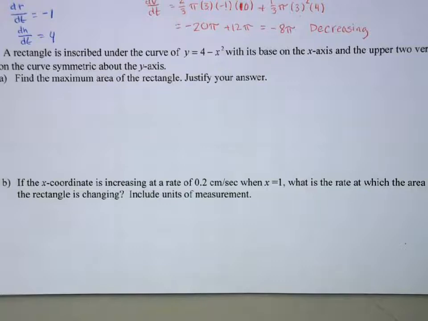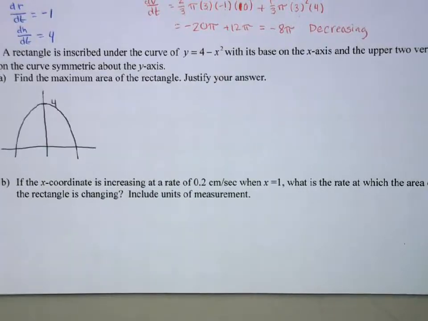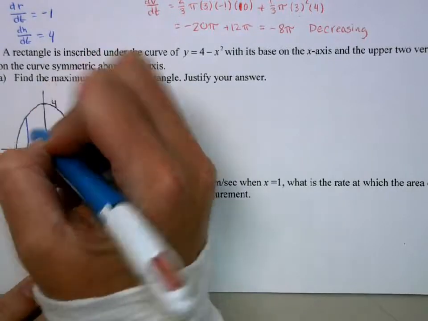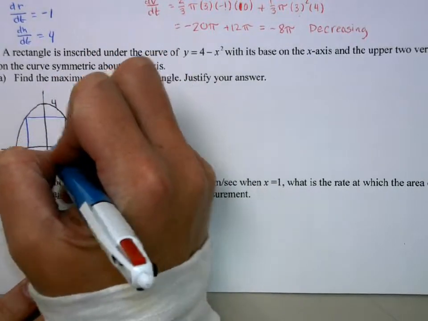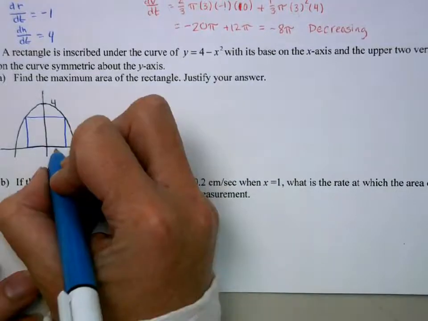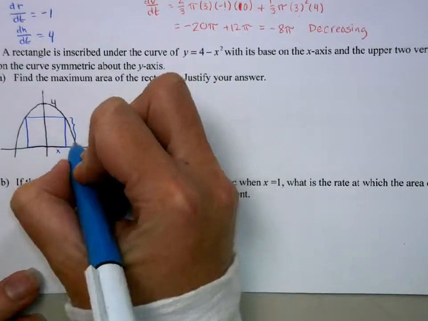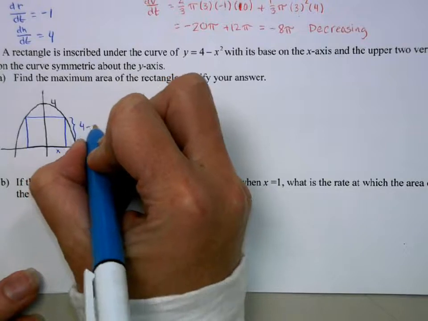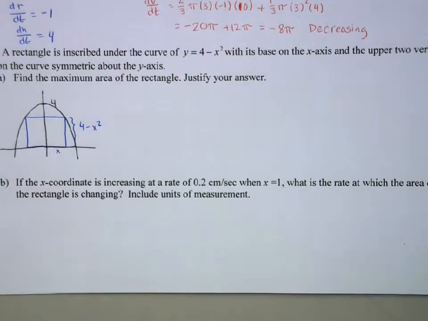Okay, a rectangle is inscribed under the curve of y equals 4 minus x squared, with its base on the x-axis and its upper two vertices on the curve symmetric to the y-axis. Okay, we're going to find the maximum area of that rectangle. So our graph looks something like this, which means the rectangle is something like this. Okay, this distance is going to be x, which makes this distance 4 minus x squared. It's going to be the y value there.